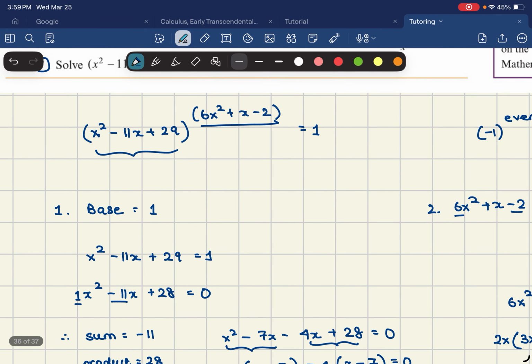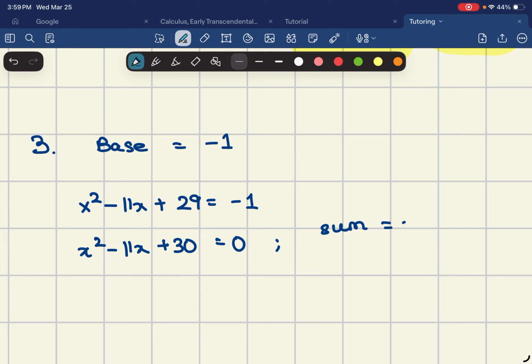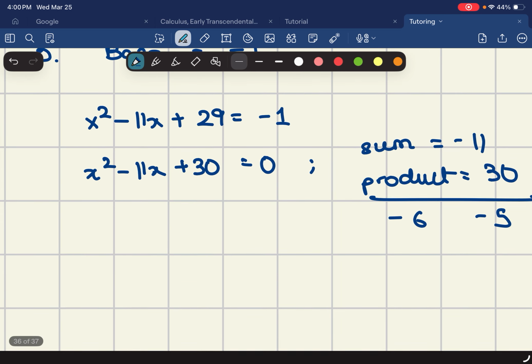So my base is x squared minus 11x plus 29, and I'm solving it for -1. So x squared minus 11x plus 30 is equal to 0. The sum is -11. The product is equal to 30. And I think the two numbers will be -6 and -5, right?